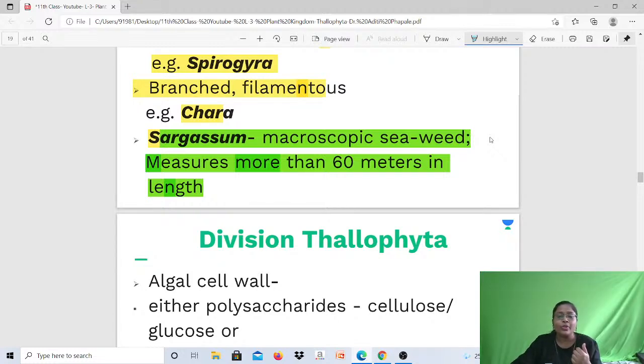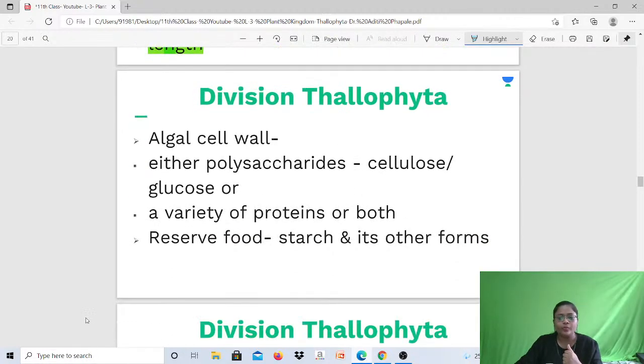ठीक है, याद रखना. हाँ, तो सर्गासम, इट्स अ माइक्रोस्कोपिक सी वी, लार्ज, वी कैन सी देम. And it's a seaweed, measures up to 60 meters in length. ठीक है, उसका ये देखो, length देखो, 60 meters in length. It is that huge. चलो, let's move further.